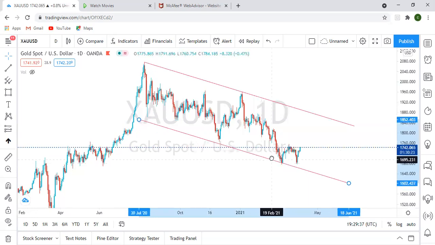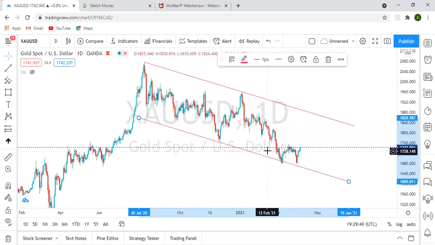So the reason for this: when you are drawing your trend line, make sure that it touches several touches. For your trend line to be valid, it must have two touches or three touches or more than that. So what we see on gold, we see a falling channel like this.